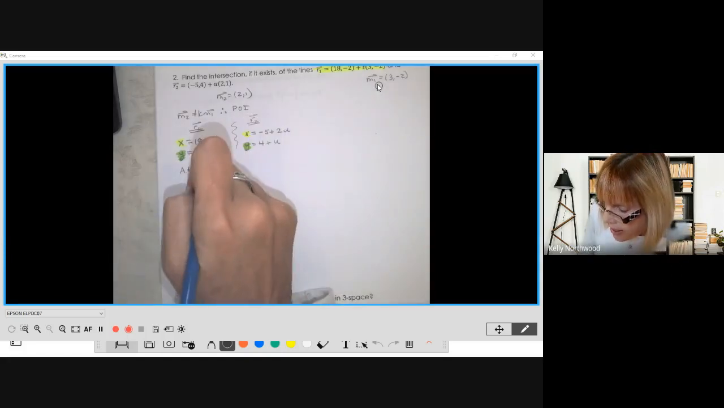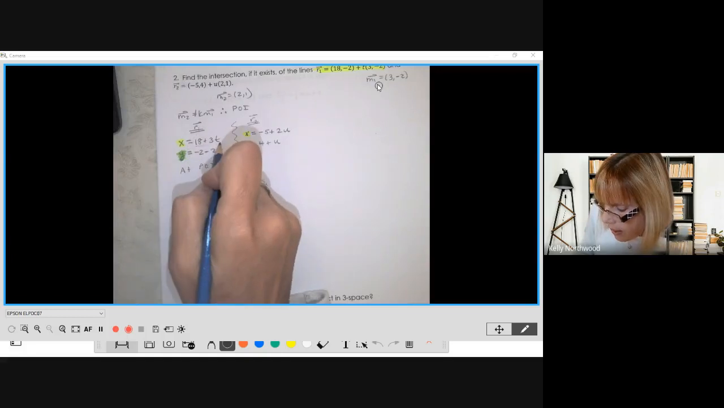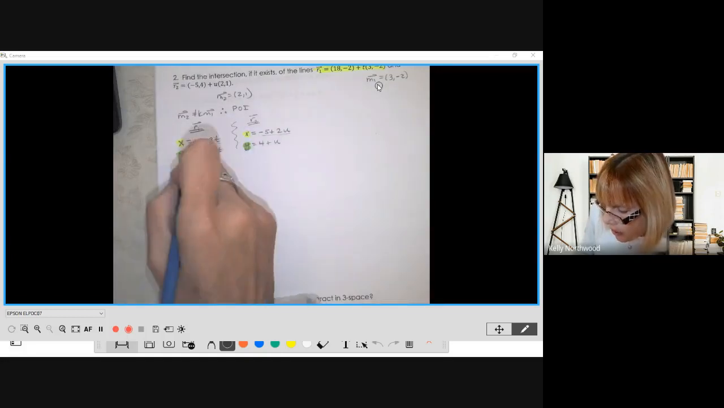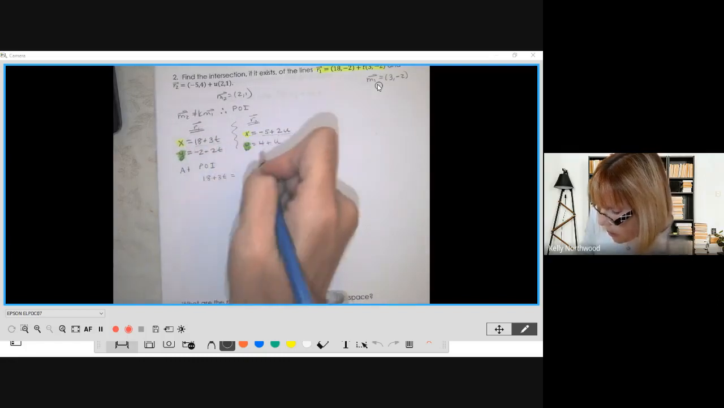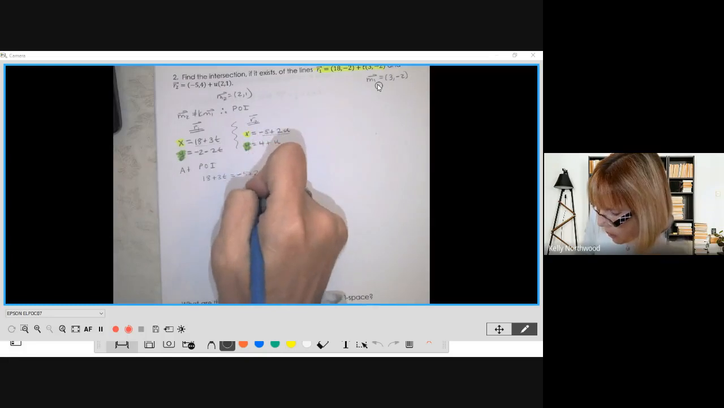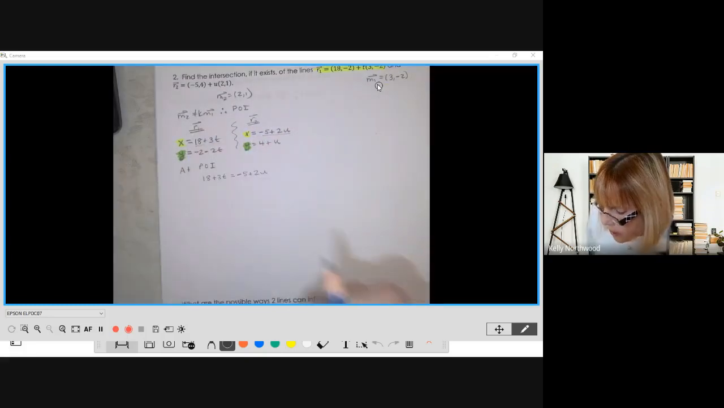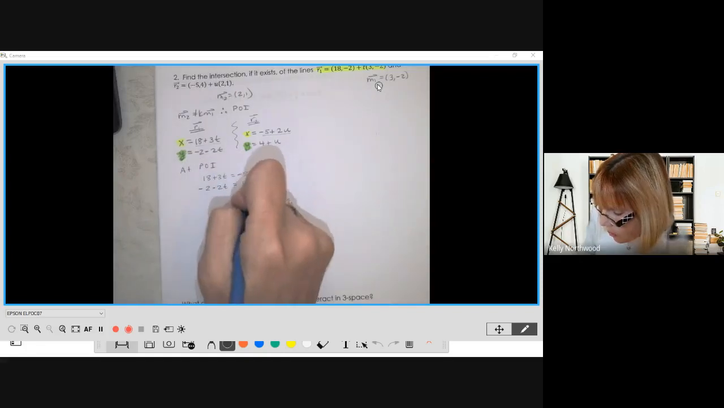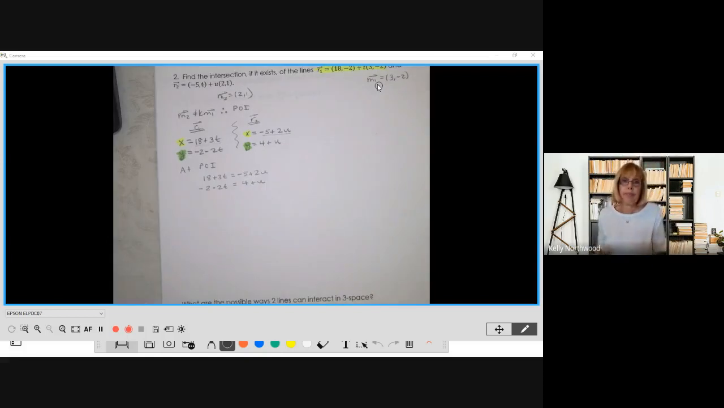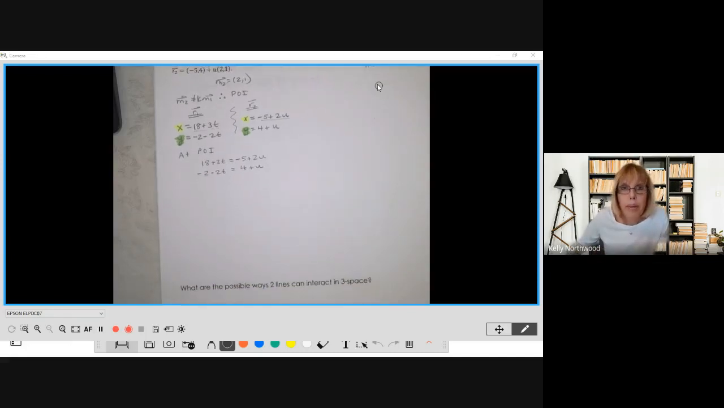So that's true. Since that's true, I can set the right side of each x equal to each other. So I can say at the point of intersection, 18 plus 3t is going to be equal to -5 plus 2u. And also the y values are going to be equal to each other. So -2 minus 2t is going to equal 4 plus u. So that's going to be true at the point of intersection. The x values and y values are going to equal each other for the 2 lines, the one spot where they'll be exactly the same for both.